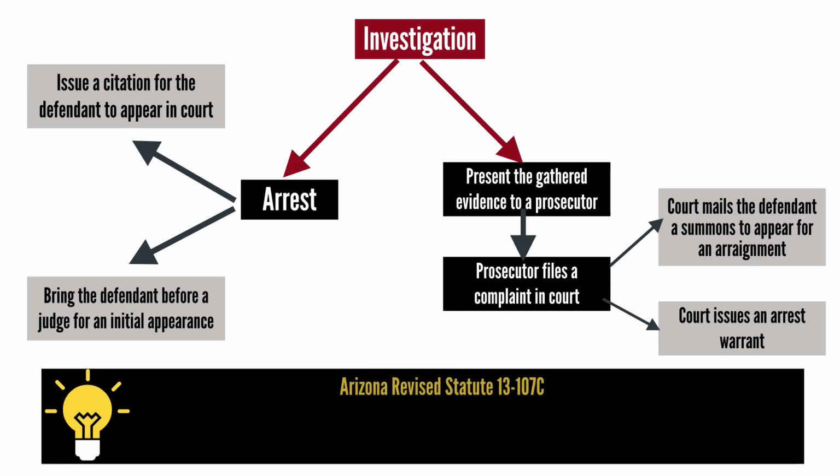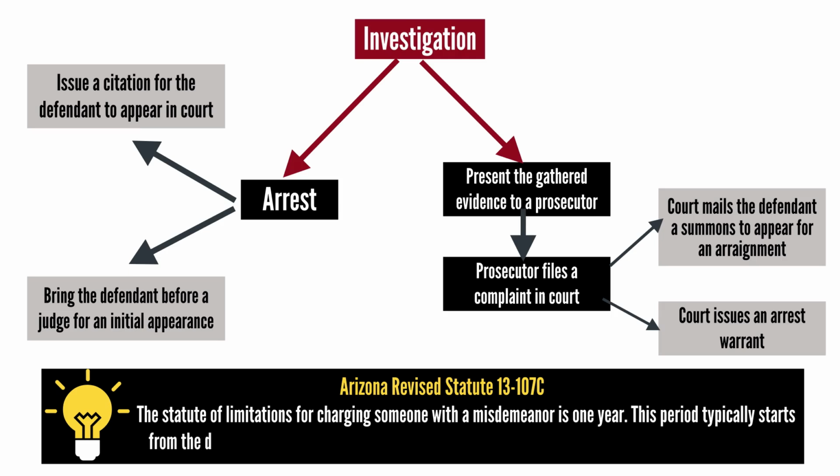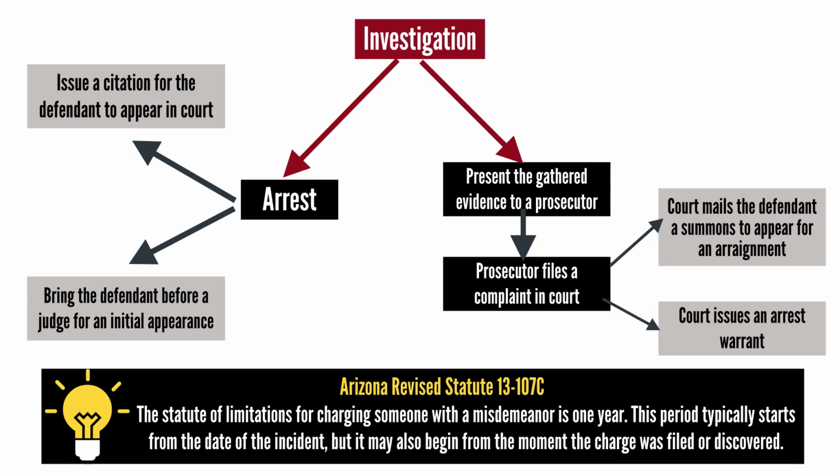As outlined in Arizona Revised Statute 13-107C, the statute of limitations for charging someone with a misdemeanor is 1 year. This period typically starts from the date of the incident, but it may also begin from the moment the charge was filed or discovered. This procedural framework guides the progression of misdemeanor cases, ensuring a systematic and legal approach to addressing alleged offenses.